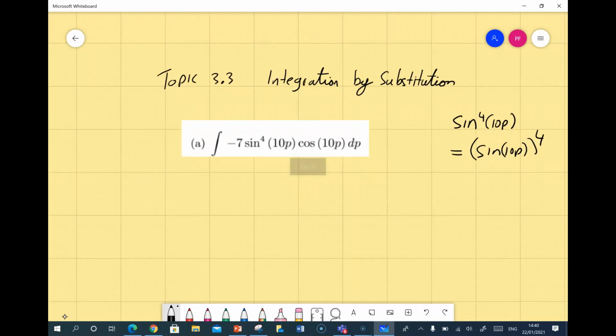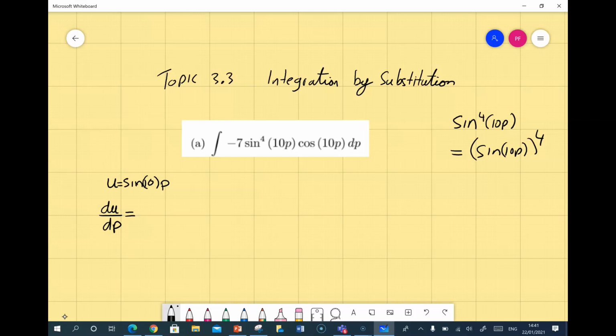Okay, the first thing in integration by substitution is to pick a u, and whatever u you pick, when you differentiate it, you want it to turn into the other part of the equation. Now in your sheet they give you a hint and they say let u equal sine 10p. Next step after we pick our u is to differentiate, du dp.